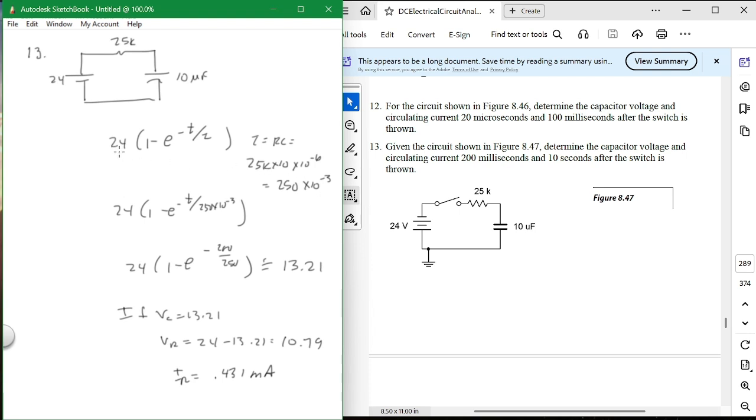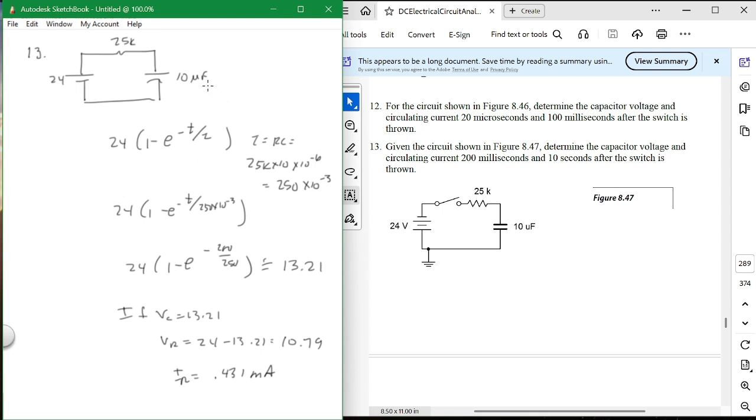I evaluated the equation 24 times 1 minus e to the minus t over tau. Tau is equal to RC. R is 25K. C is 10 times 10 to the minus sixth, so tau is 250 times 10 to the minus third. I wrote that in the equation: 24, 1 minus e to the minus t over 250 times 10 to the minus third. But you evaluated at 200, so that's minus 0.8. So you write in your equation 24 parenthesis 1 minus e to the minus 0.8 equals 13.21. Okay, so that's the voltage across the capacitor.